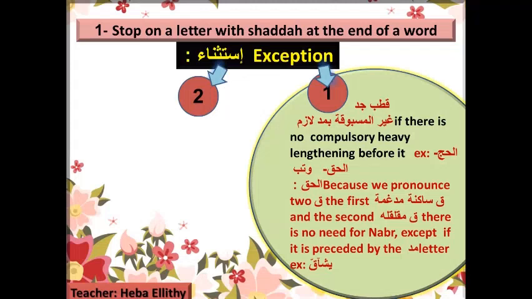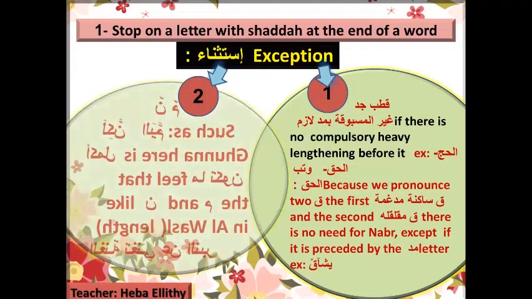There is no need for nabr because it's very clear it's two letters, except if it's preceded by a mad letter, like the word yushaq. So if I have any mad letter six beats before one of the letters of قطب جد, I will make nabr on the first letter of it. First qaf, first ta, first ba, first jim, first dal. Okay? But if I don't have this mad, I don't need to make any nabr on this qalqala letter. I will stop on it because it's completely clear by itself.